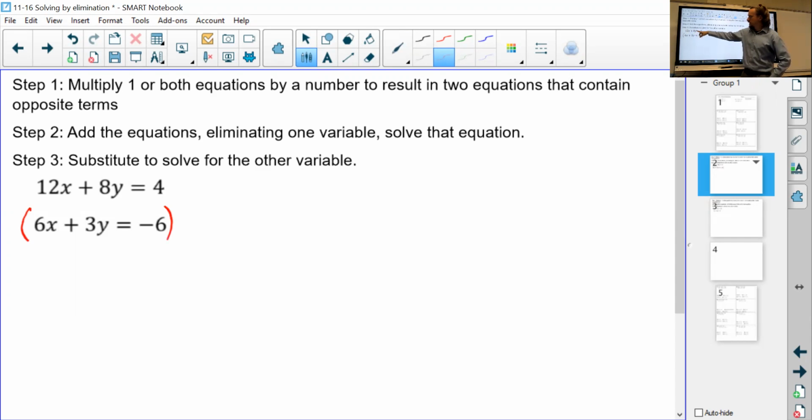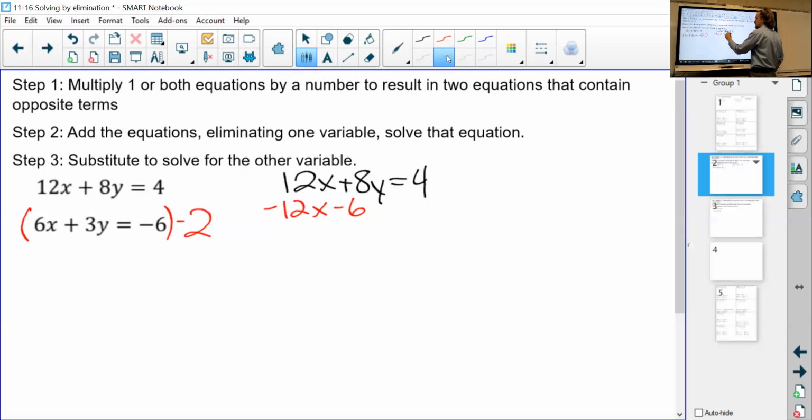So looking at y, that doesn't help us out too much because 3 times no integer is going to give us 8, and I don't want to deal with decimals and fractions here. But I know 6 times 2 is 12, so if I want the opposite, I can multiply this by negative 2. Okay? So we copy this first equation down, nothing happened to that one, 12x plus 8y equals 4. Then we take the second equation, multiply everything by negative 2. So that gives us negative 12x minus 6y equals negative 6 times negative 2 is positive 12.